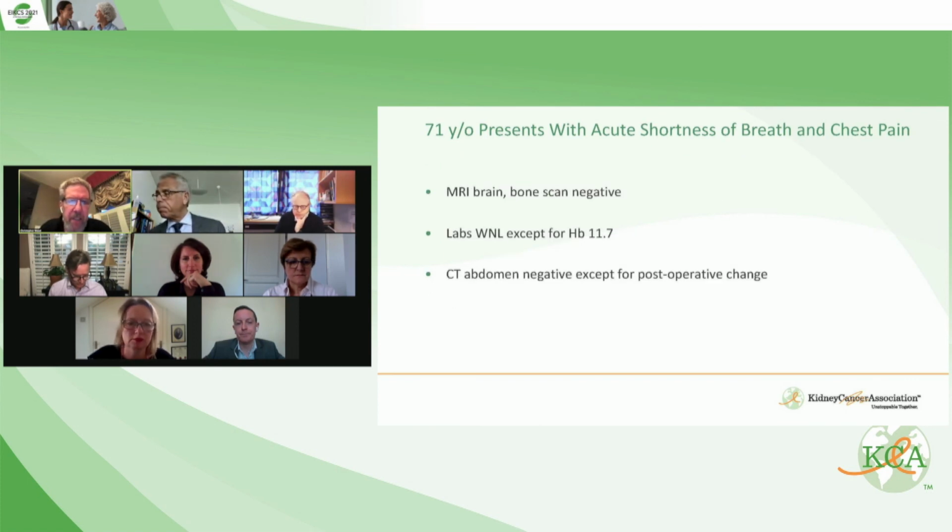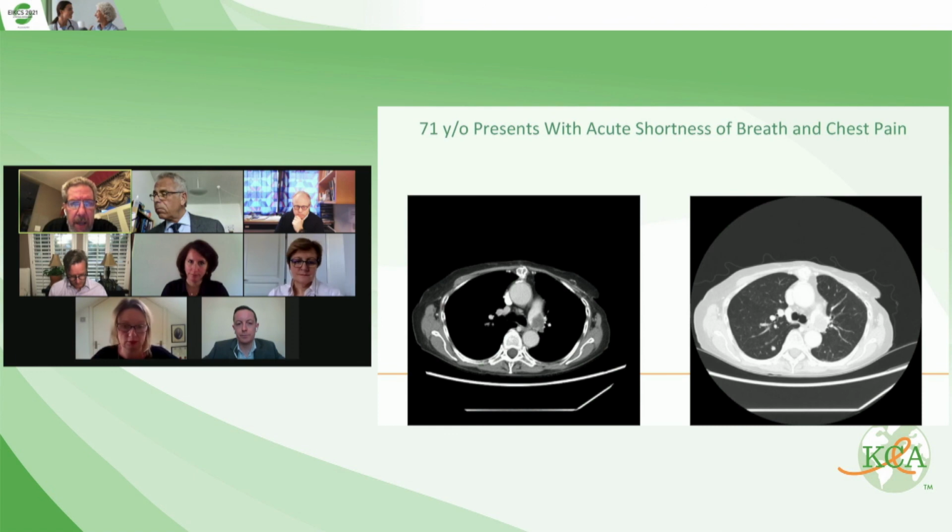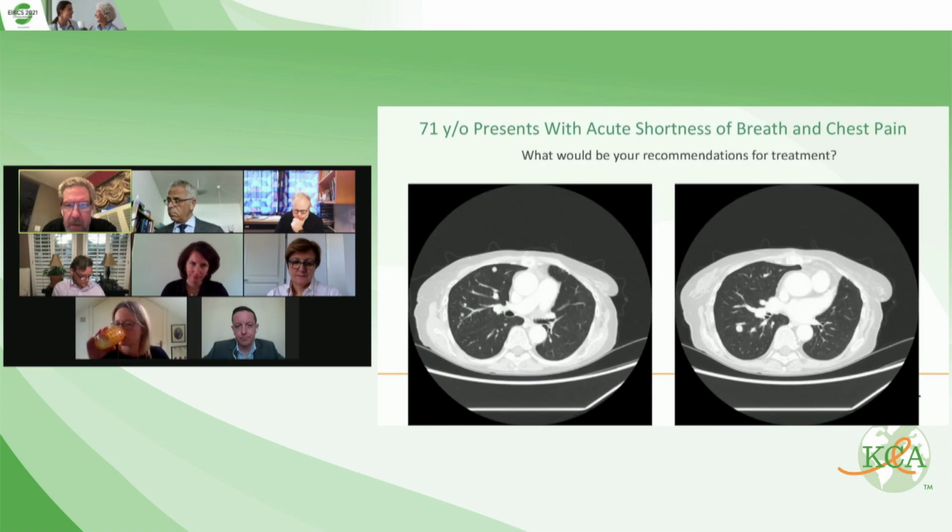So moving on, she has an MRI of the brain and bone scan, both of which are negative. She still has anemia, but her labs are otherwise within normal limits. Her CT scan of the abdomen is negative except for postoperative change. And here we see her CT scan of the chest. You can see that the pulmonary embolus has actually increased in size, indicating, at least to me, that this is in fact a tumor embolus, not a bland embolus. And you can see she's got larger and more pulmonary nodules in her chest. It's also shown here.